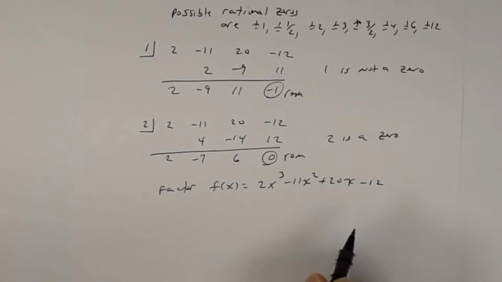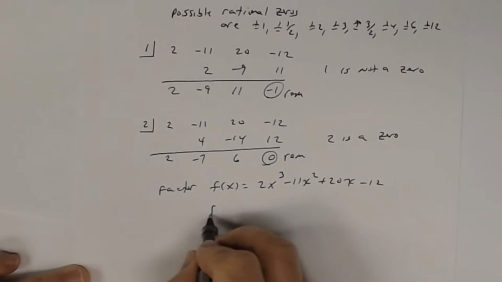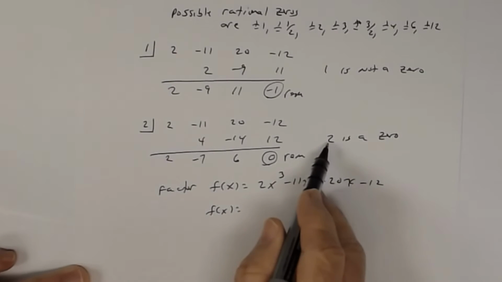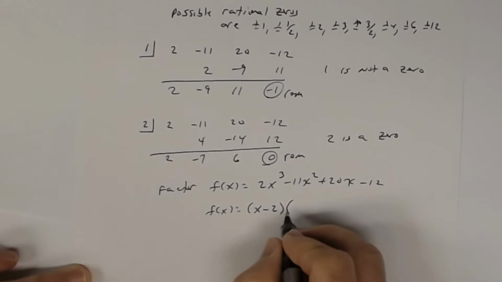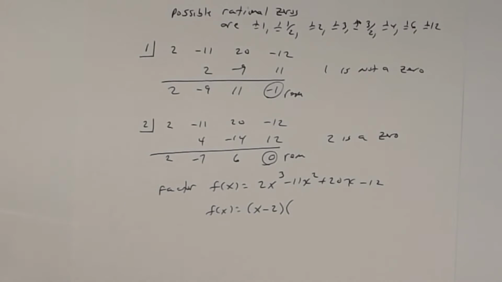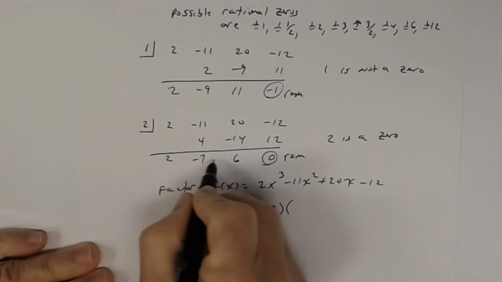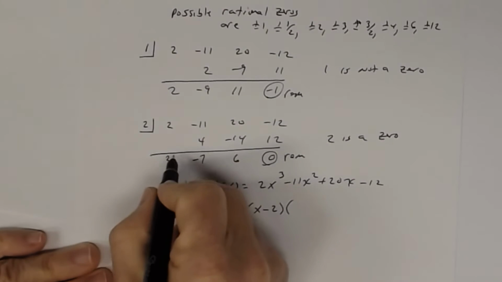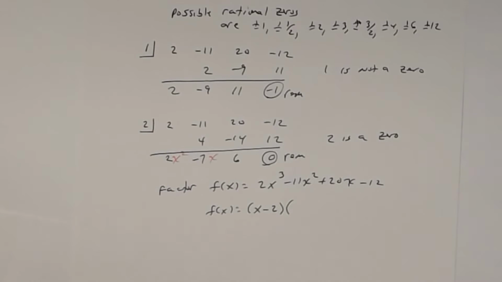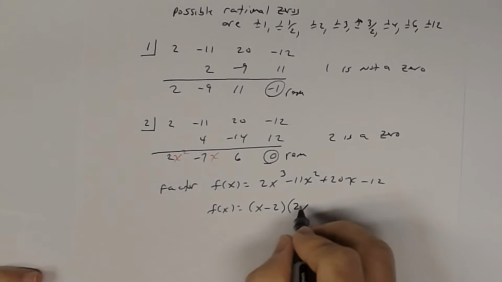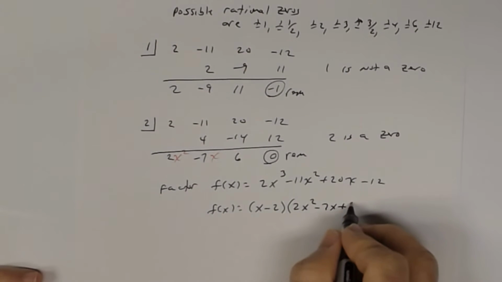Okay, all right, so I'm rewriting the original function. I get f of x is going to equal, so if 2 is a 0, then that means x minus 2 is a factor. And then your quotient, so remember your quotient, if you need to, write it out. So these are your coefficients of your quotient, so that's 2x squared, x, and your constant. So I get 2x squared minus 7x plus 6.